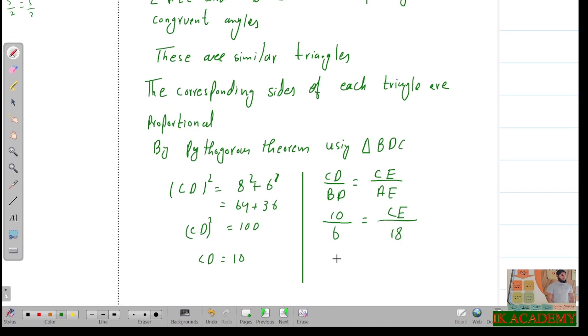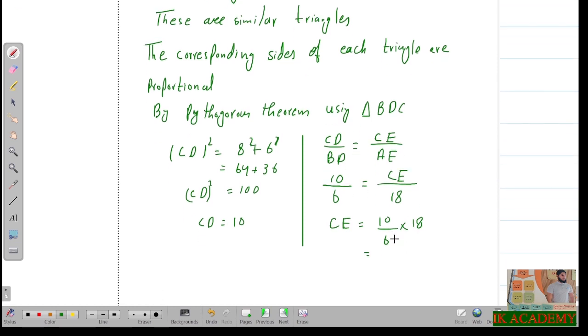So we need to solve it. CE is equal to 10 divided by 6 multiplied by 18. So 6 3s are 18. 3 10s are 30. So the length of CE will be 30.